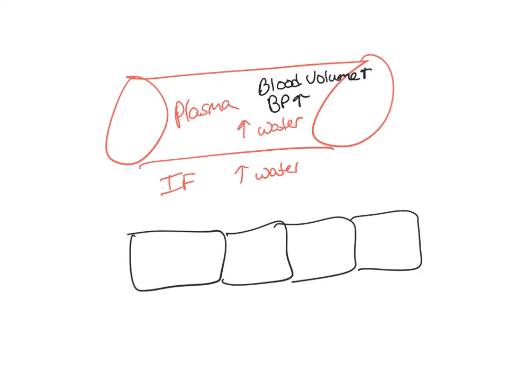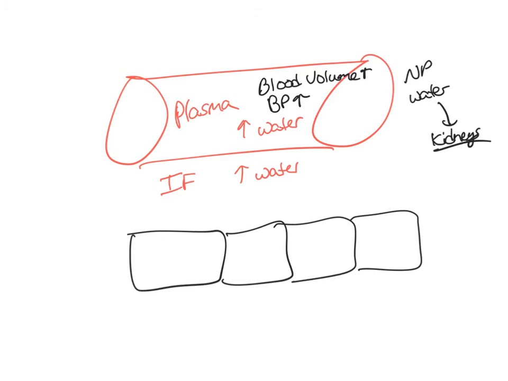If it goes up too high, then the natriuretic peptides will be released from the heart because the pressure is stretching those walls of the heart, and then water will be lost in the kidneys, right? It'll be excreted in urine and it'll be lost at the kidneys, so that'll help to bring that blood volume back down and bring the blood pressure back down.